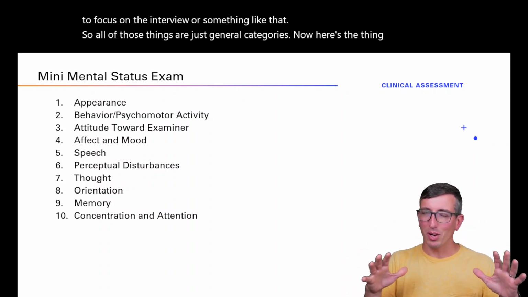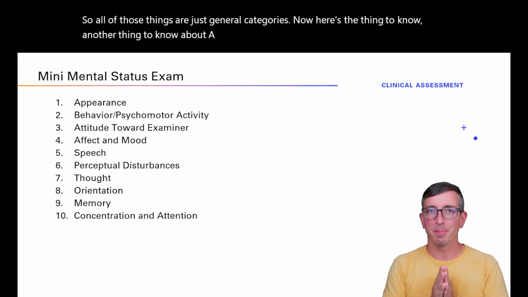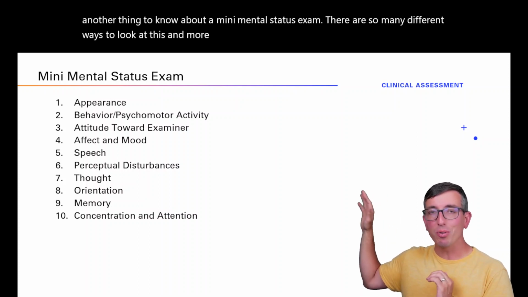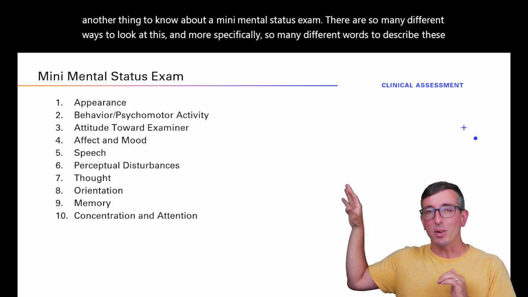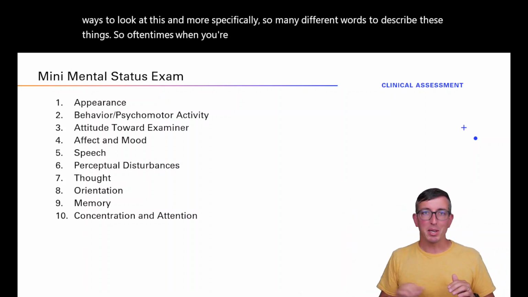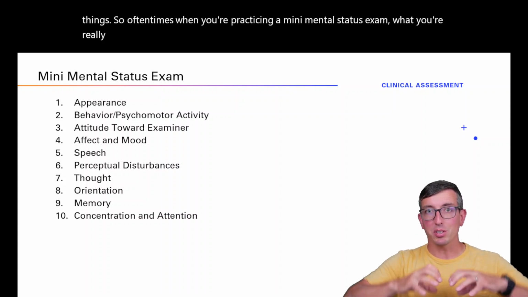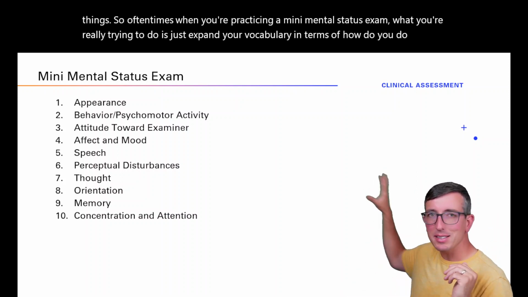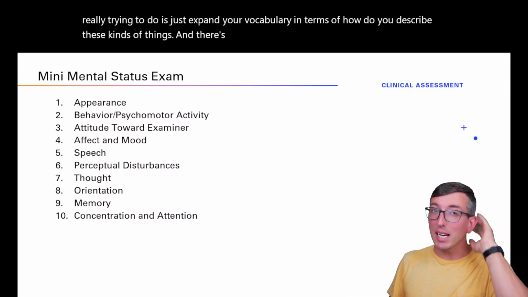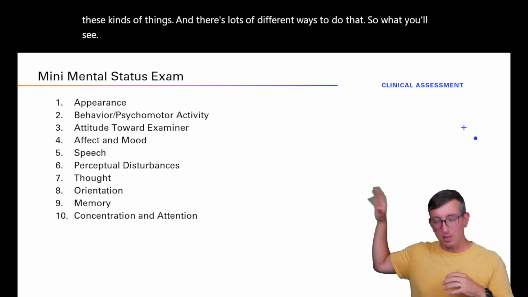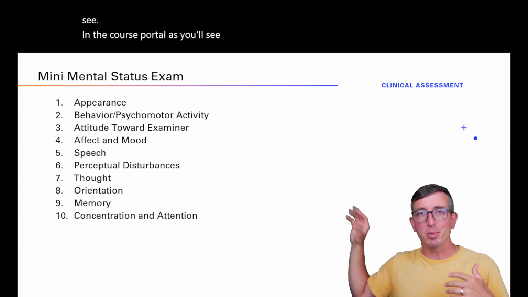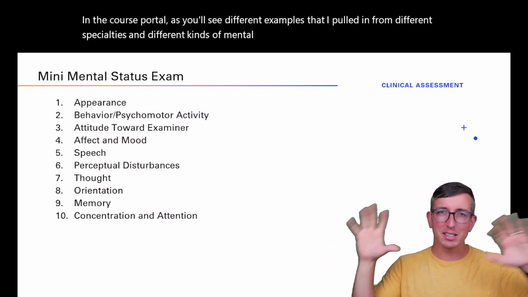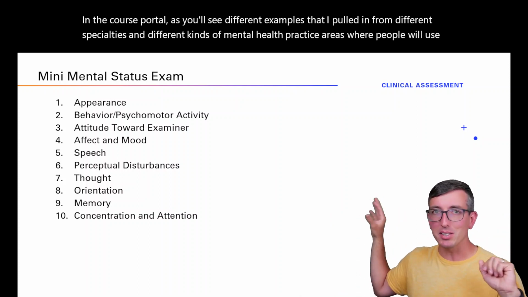Now, another thing to know about a mini mental status exam. There are so many different ways to look at this, and more specifically, so many different words to describe these things. So oftentimes, when you're practicing a mini mental status exam, what you're really trying to do is expand your vocabulary in terms of how you describe these kinds of things. There's lots of different ways to do that. What you'll see in the course portal are different examples that I pulled in from different specialties and different kinds of mental health practice areas where people use different kinds of terminology.